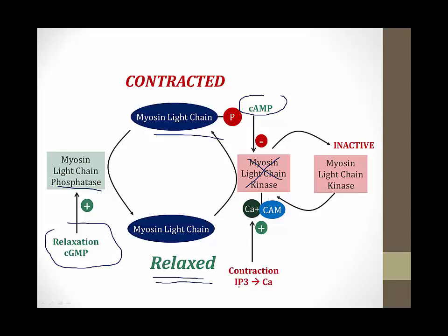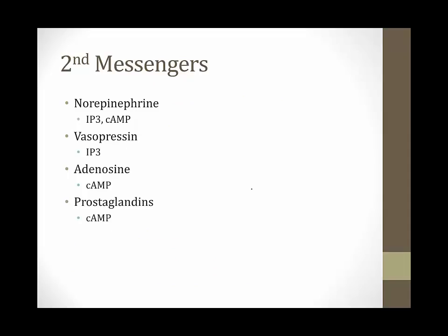IP3 is the only second messenger that leads to contraction. It triggers calcium release from the sarcoplasmic reticulum, and as we talked about earlier, anytime there's more calcium around, there'll be more calcium and calmodulin to interact with myosin light chain kinase, and that will lead to more phosphorylation of myosin light chain. Once you understand how these second messengers work on smooth muscle cells, it's then very easy to understand how various substances cause vasoconstriction or vasorelaxation.